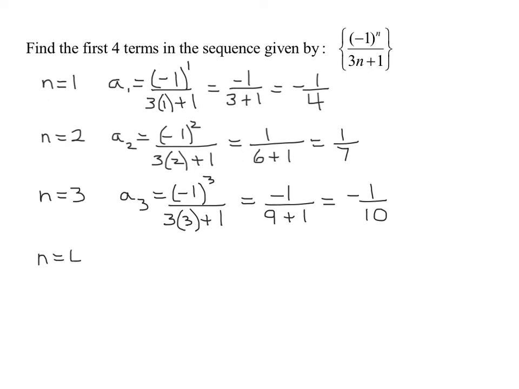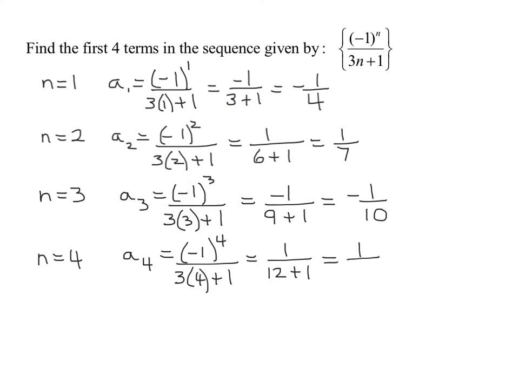Last term we have to figure out is when n equals 4. The fourth term is negative 1 to the fourth power over 3 times 4 plus 1. So negative 1 to the fourth power, an even number of negatives is positive, so it's positive 1. 3 times 4 is 12 plus 1, so it is 1 over 13.